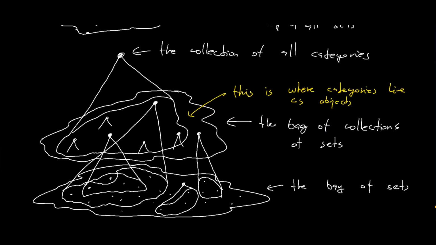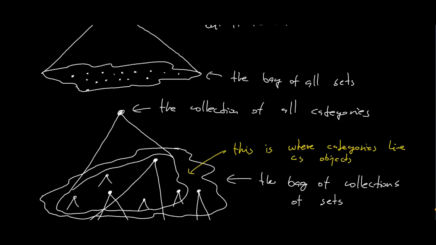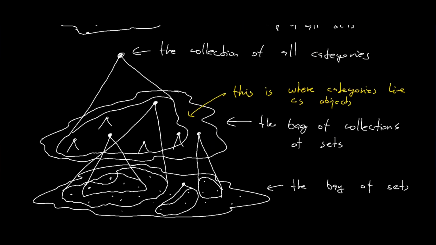So we do get a category as we described earlier, but we get a category which now lives not in the usual layer where we define the categories to live, but in the layer right after that. We call such a thing a large category.